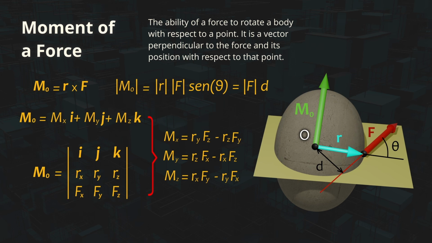Rx, Ry, and Rz are the coordinates of the point of application of the force with respect to the reference point. This decomposition allows us to analyze the moment of a force using individual components, which can be useful for certain types of problems.